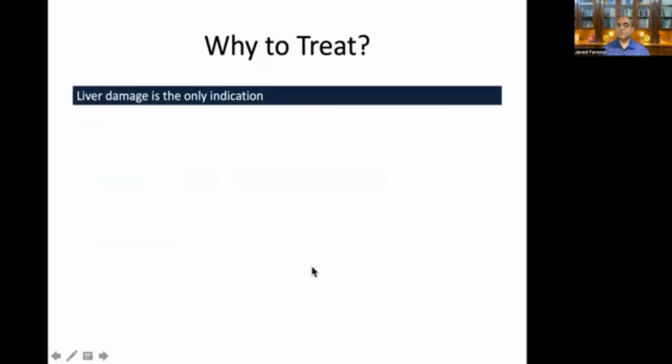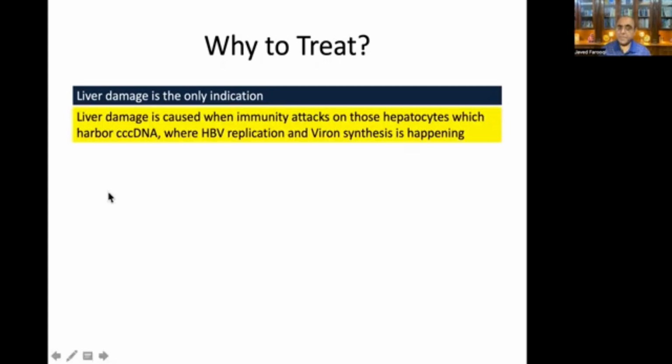So, to summarize, liver damage is the only indication to start antiviral treatment. Liver damage is caused when immunity attacks those hepatocytes which harbor cccDNA. And practically, these are all hepatocytes where HBV replication and viral synthesis is happening.